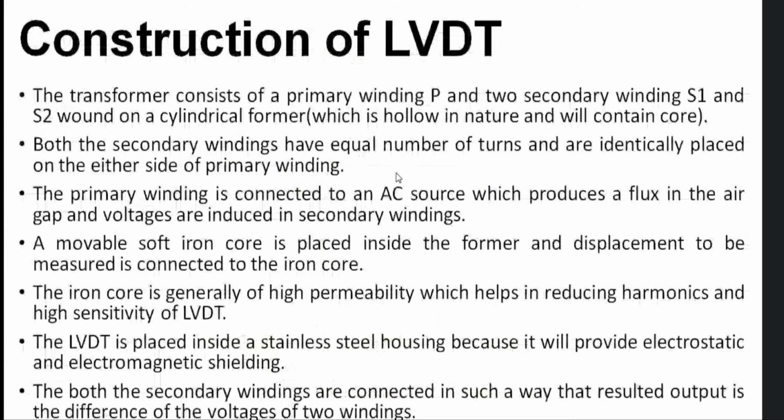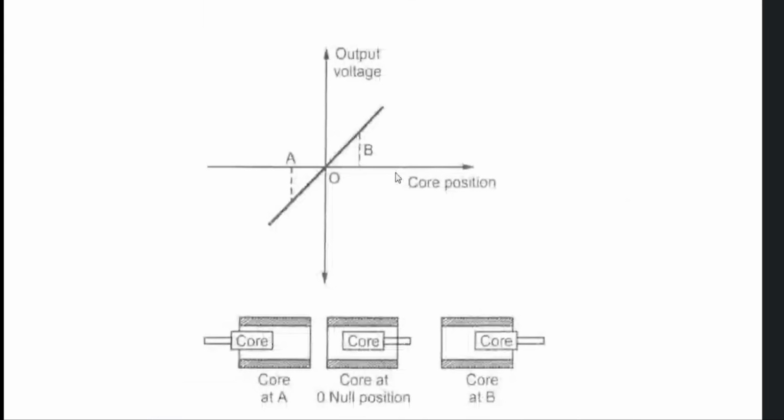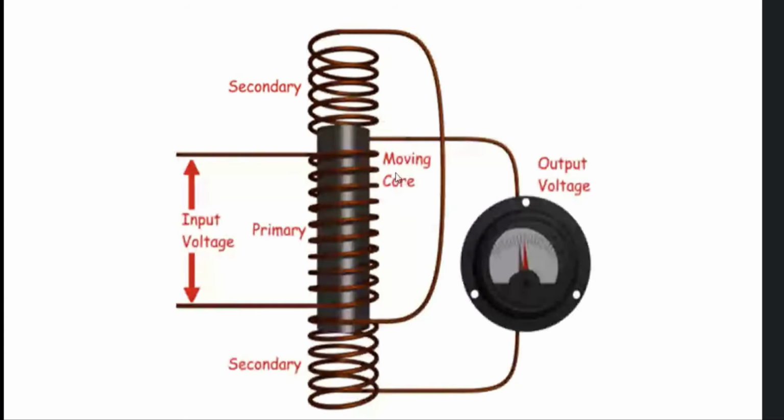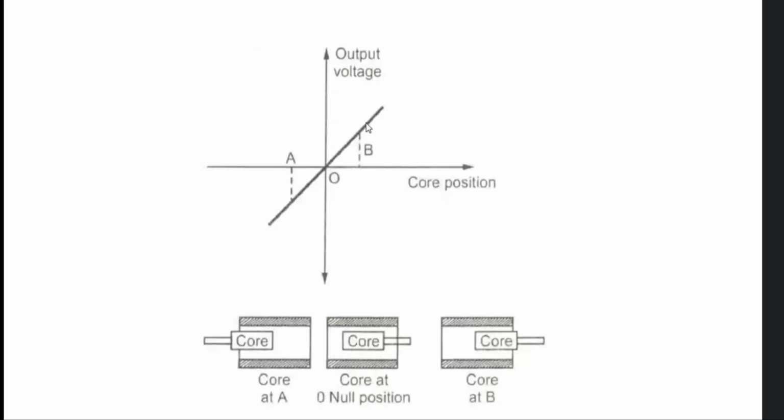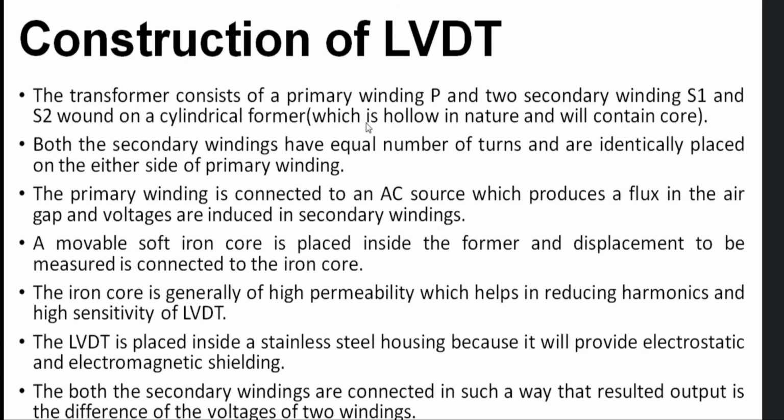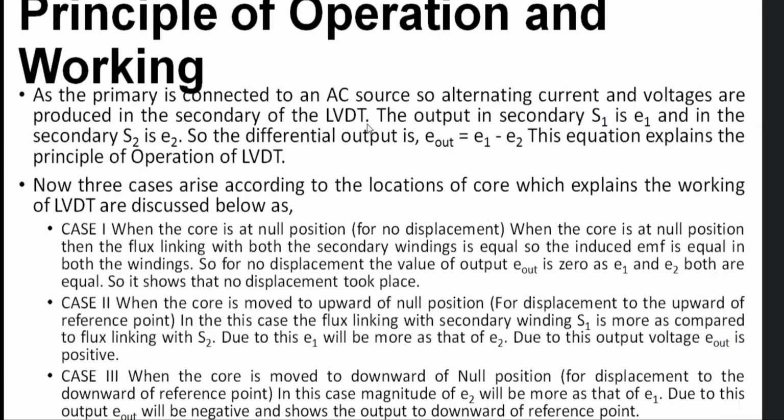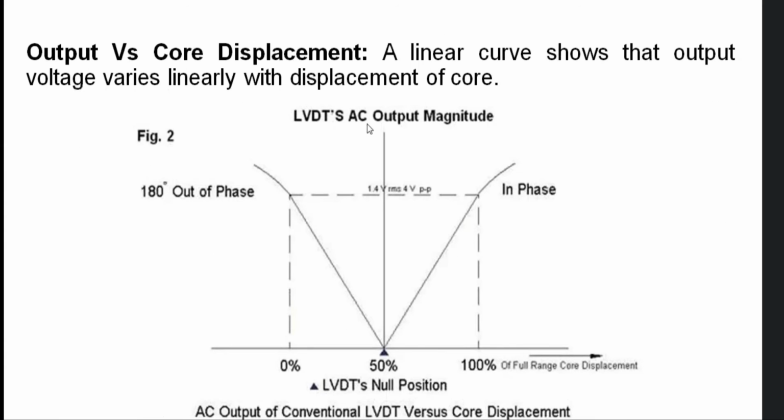Let us see the construction first, then we will see the working in detail. First, I have already shown the LVDT diagram in the last class itself. This is the detailed diagram for the LVDT. Then next we will discuss the principle of operation and working. After you do the experiment, you will be getting the AC output voltage of the conventional LVDT versus core displacement. The curve will look like this.